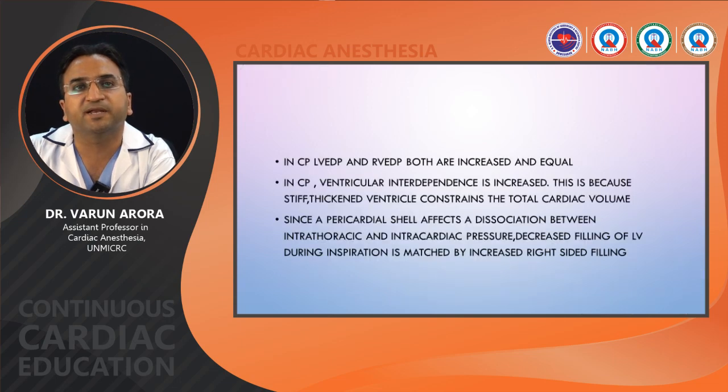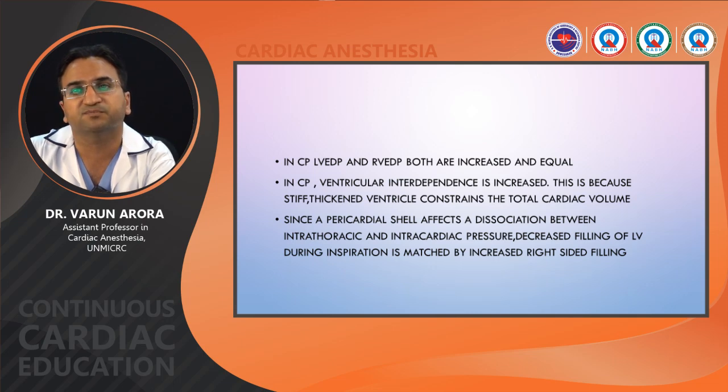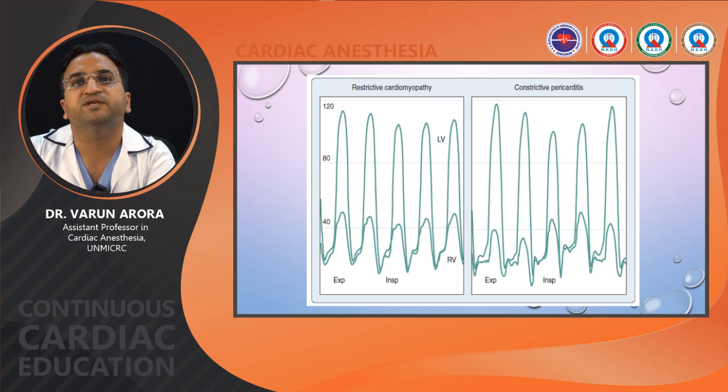In constrictive pericarditis, left ventricular end-diastolic pressure and right ventricular end-diastolic pressure are both increased and equal. In constrictive pericarditis, ventricular interdependence is increased. This is because the stiff and thickened pericardium constrains the total cardiac volume. Since the pericardial shell affects the dissociation between intrathoracic and intracardiac pressure, decreased filling of the left ventricle during inspiration is matched by increased right-sided filling. So again, comparing restrictive cardiomyopathy and constrictive pericarditis, as you can see.